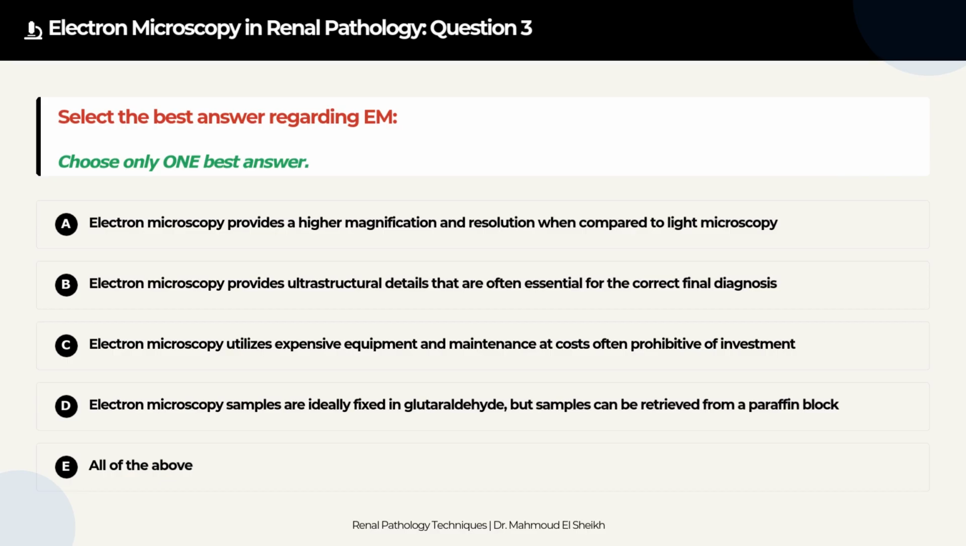Moving to the third question, select the best answer regarding EM. Choose only one best answer. A. Electron microscopy provides higher magnification and resolution when compared to light microscopy. B. Electron microscopy provides ultrastructural details that are often essential for a correct final diagnosis. C. Electron microscopy utilizes expensive equipment and maintenance at a cost often prohibitive for investment. D. Electron microscopy samples are ideally fixed in glutaraldehyde, but samples can be retrieved from a paraffin block. E. All of the above.